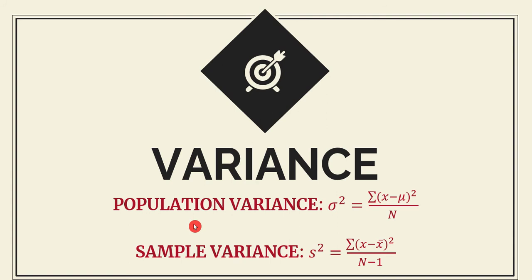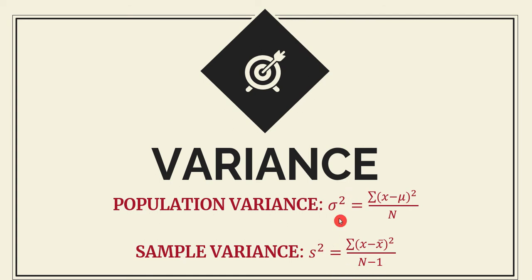First is the population variance, and the next is the sample variance. So when we talk about population, of course, you have to take the entire population, while the sample is only a portion of that population. The formula for the population variance is sigma squared is equal to the summation of x minus mu raised to the power of 2 all over n. While the sample variance, s squared, is equal to the summation of x minus x bar raised to the power of 2 all over n minus 1.